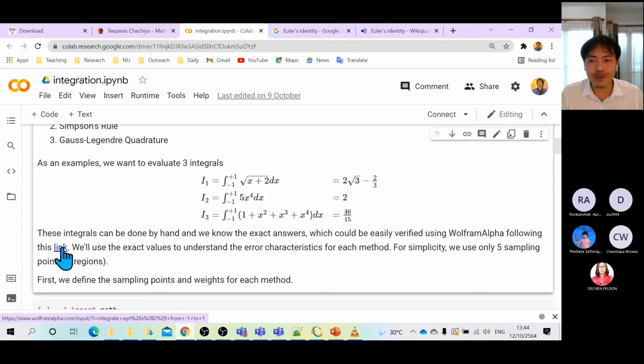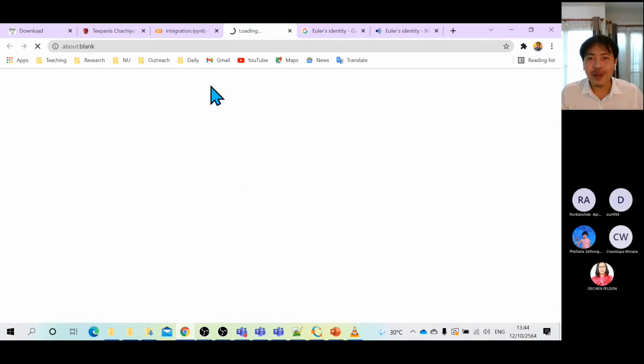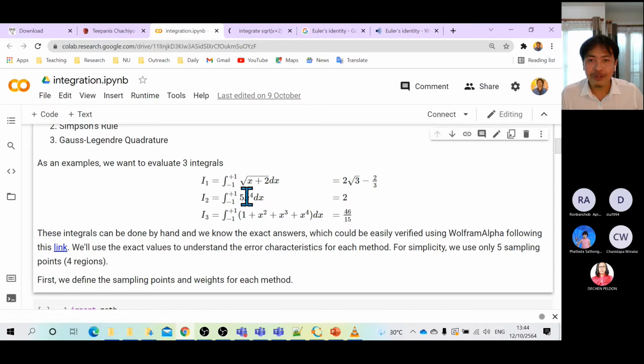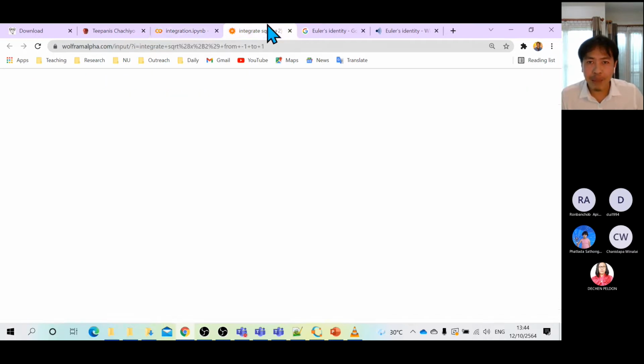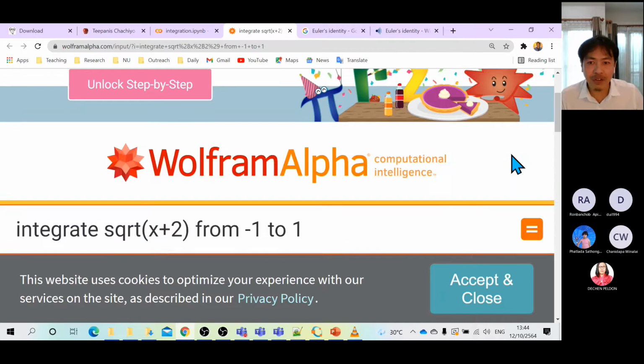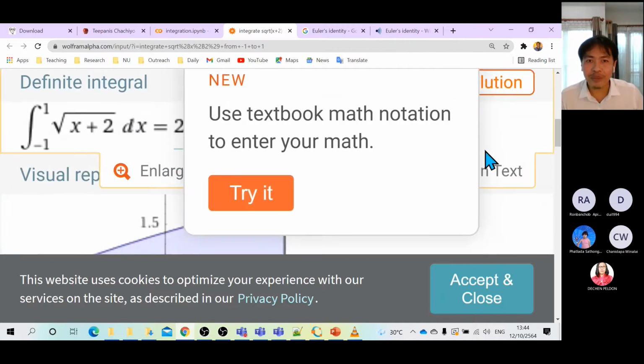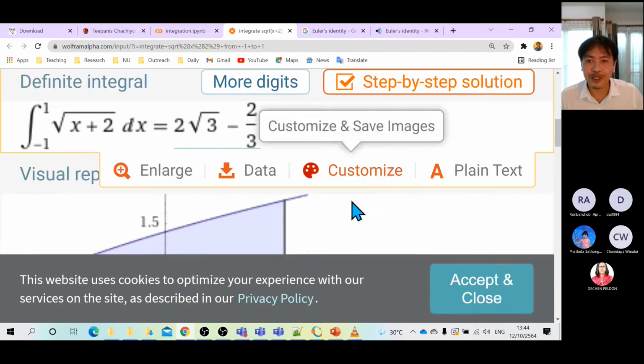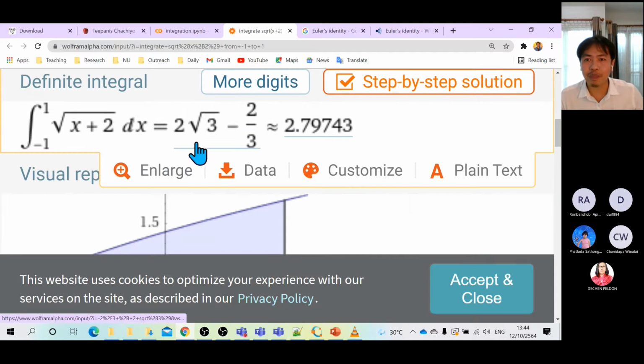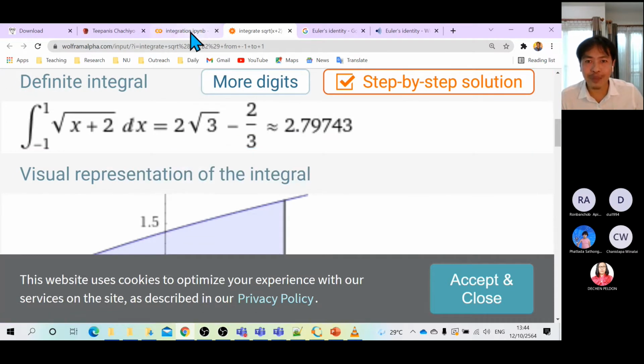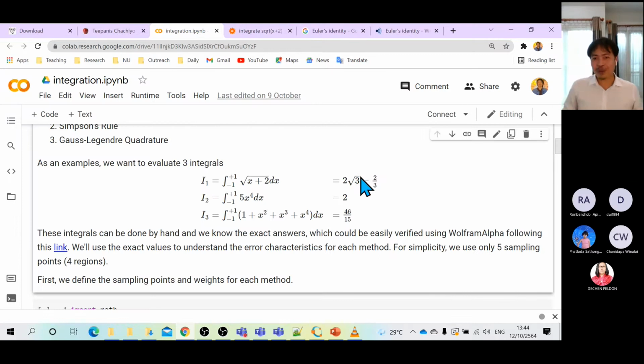I'm not that smart in doing these integrations. I just simply check with Wolfram. For example, I look at this first function, I put that in my Wolfram Alpha, and then I get that solution. There you go. Very simple. Then I just copy that answer back into my notebook, like so.